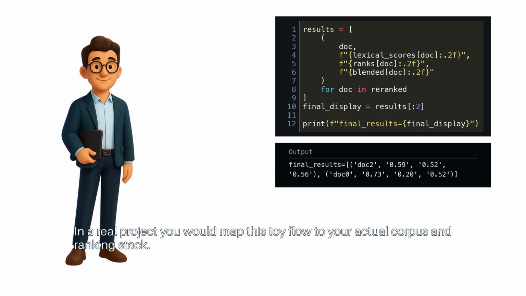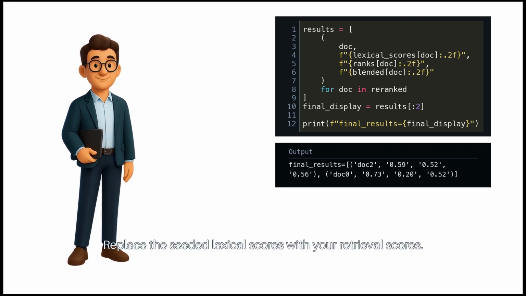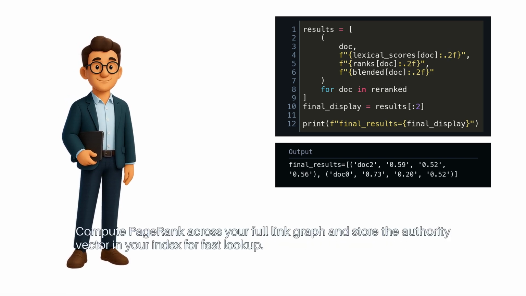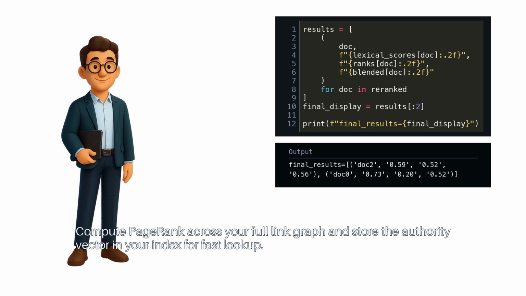In a real project, you would map this toy flow to your actual corpus and ranking stack. Replace the seeded lexical scores with your retrieval scores. Compute PageRank across your full link graph, and store the authority vector in your index for fast lookup.